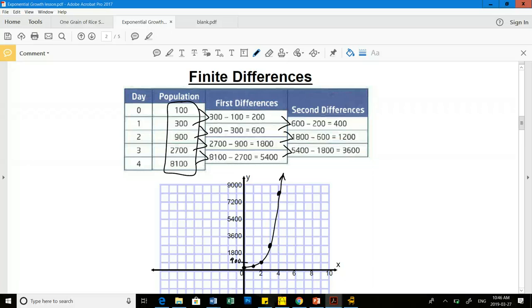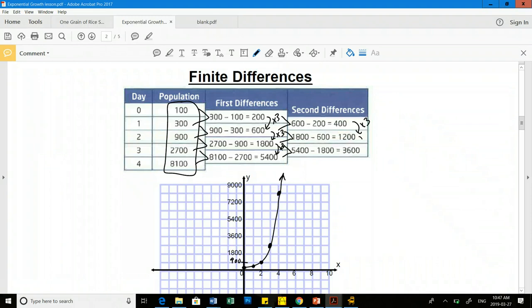Did you figure it out, Tamala? Yeah, they are also multiplied by 3, so they are also tripling. So these guys are tripling, and these guys are tripling. How about the values in the second difference column? 400, 1200, 3600. Also tripling.